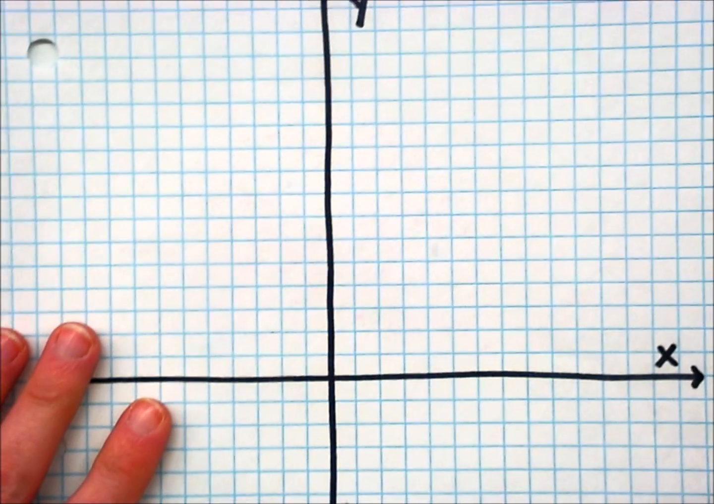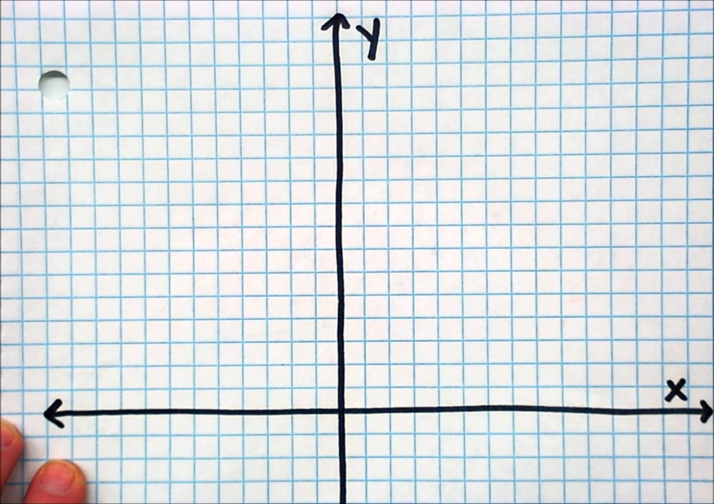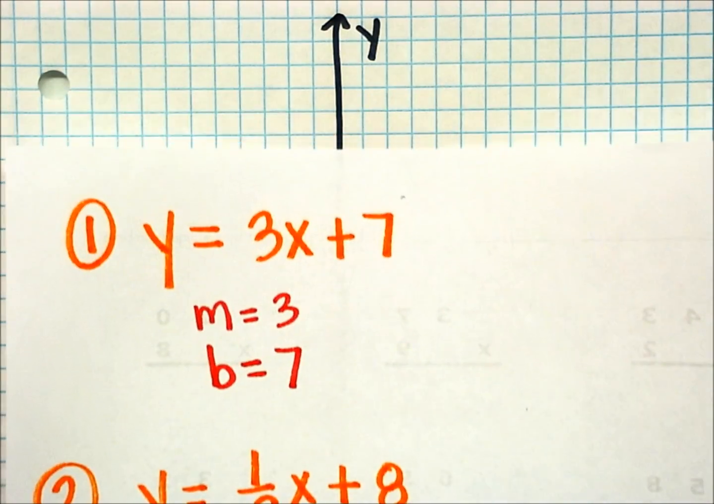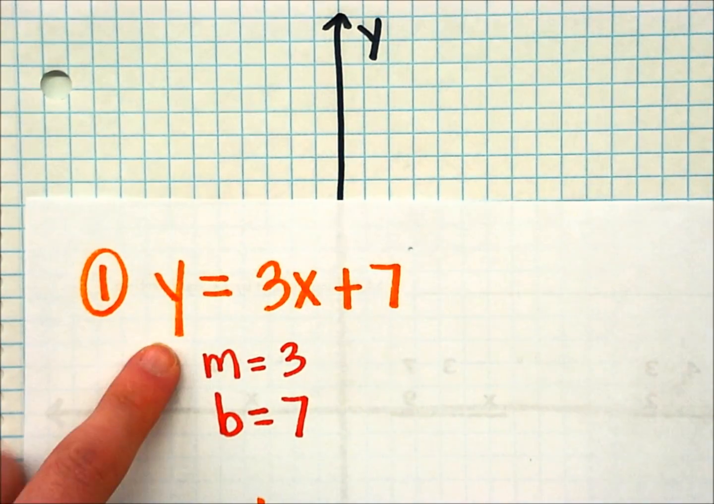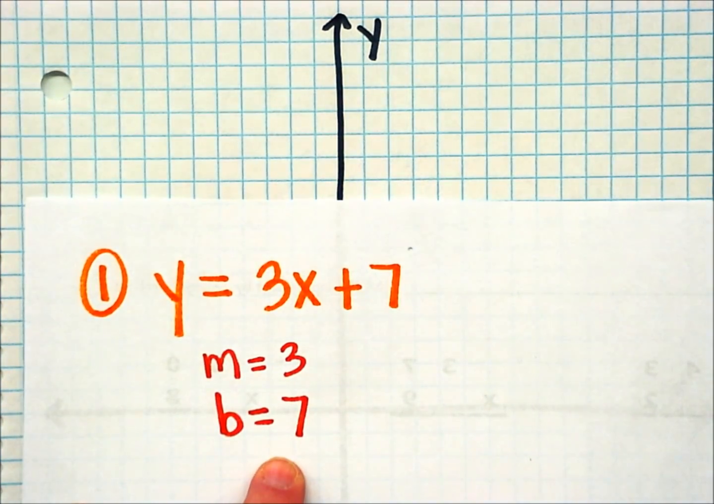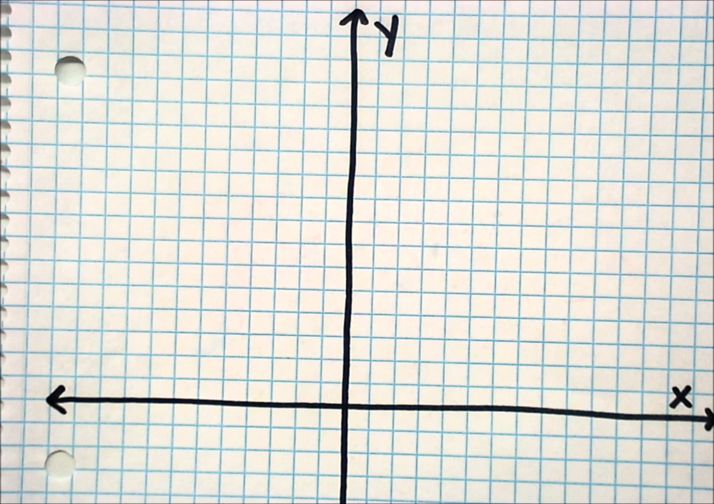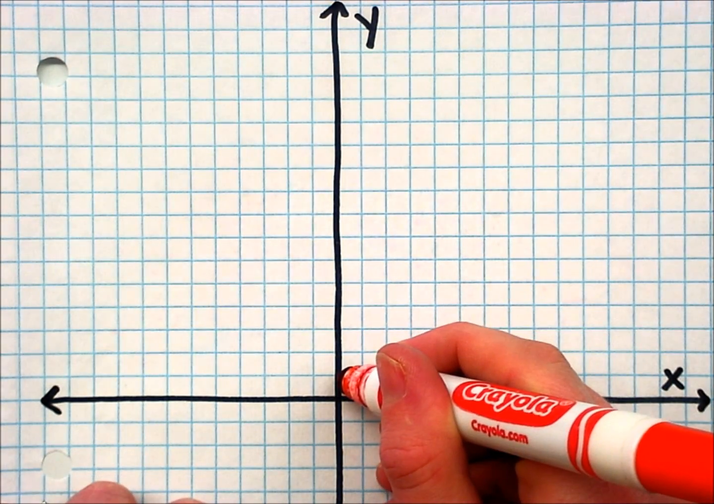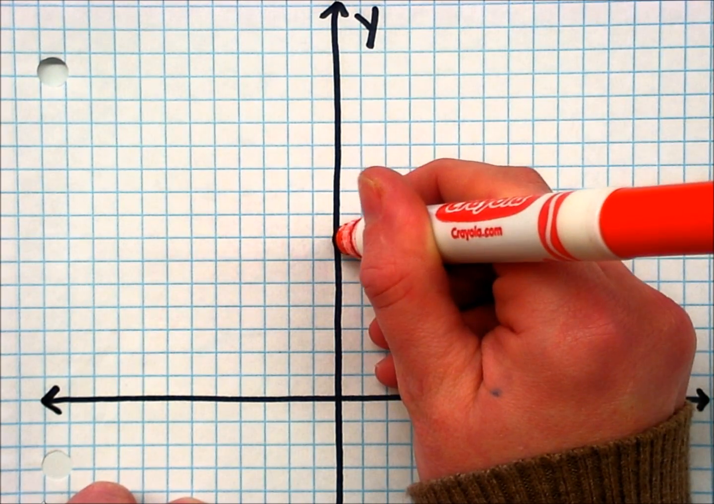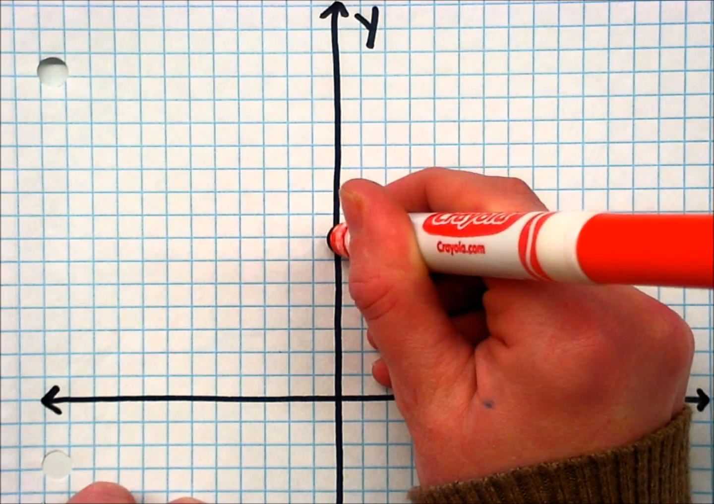I've already drawn a coordinate grid, and I've labeled my x and y axes. Let's begin by graphing the first equation. The first equation is y equals 3x plus 7. Identify your y-intercept, which we've already done here, and we find that it is 7. So I'm going to find the point 0, 7 and put my first point there. Remember that 0, 7 would be on the y-axis. 4, 5, 6, 7. There's the y-intercept.